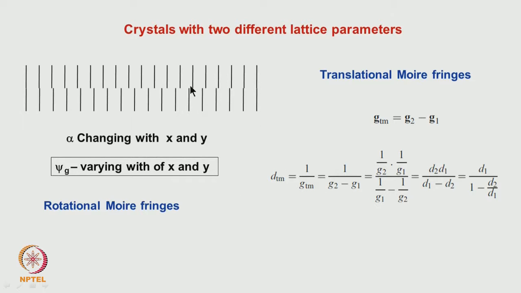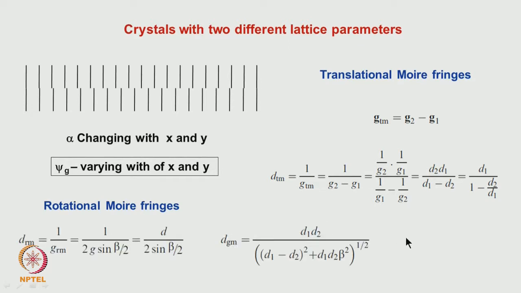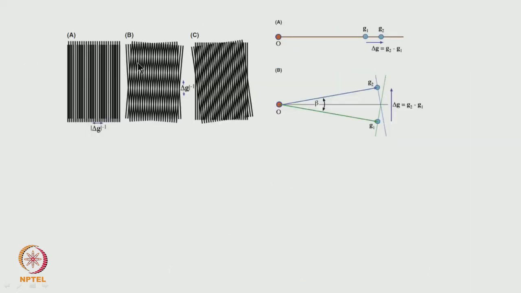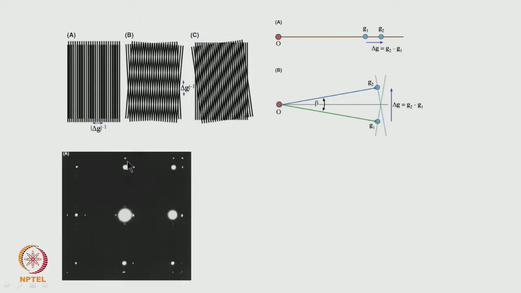Similarly, here one crystal and another crystal are parallel. It can so happen that one crystal could be rotated slightly with respect to another crystal. This will give rise to rotational Moiré fringes. Okay, there also we have derived these expressions, and look at it. Now we can see this is for the translational one and the rotational one. Okay. This is the sort of diffraction pattern which we will be seeing.